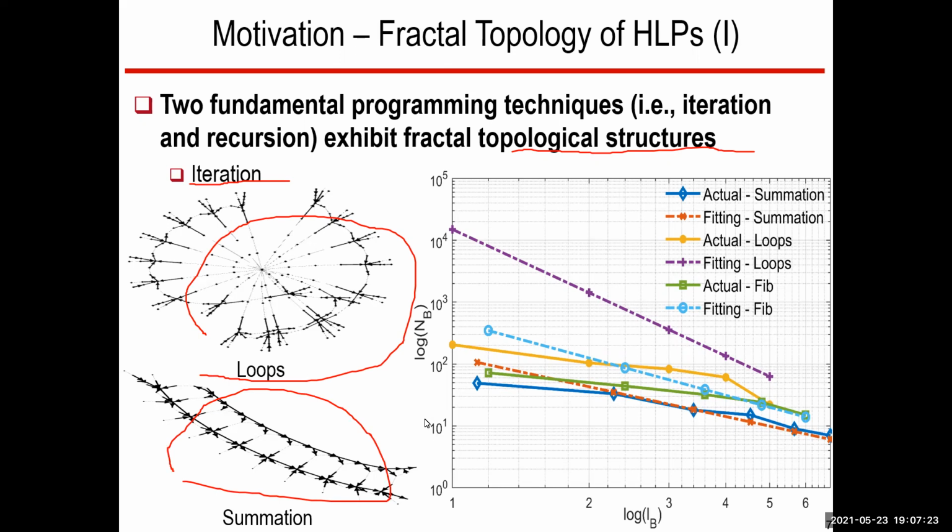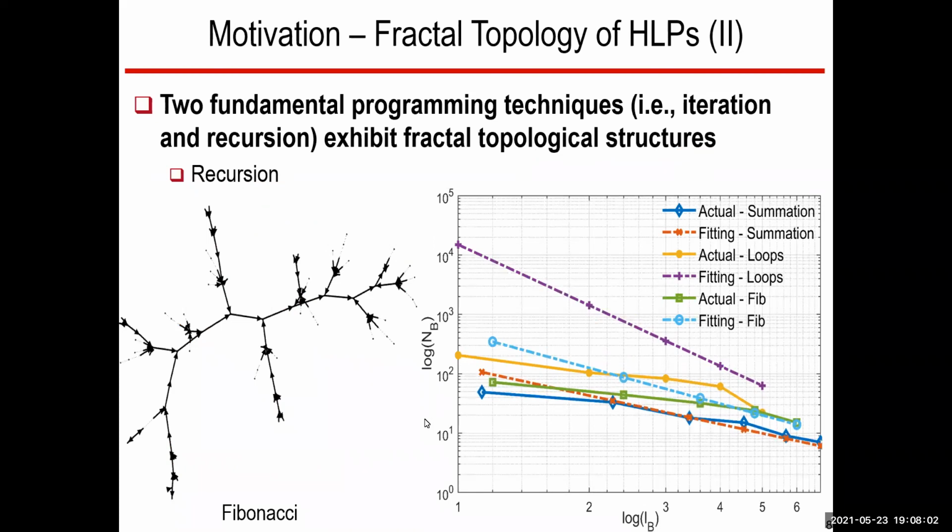Nevertheless, both exhibit self-similar fractal structures. In the star structure, if we zoom in a little bit, this portion is also a star. And in the mesh topology, if we zoom in on this portion, it is also a mesh topology. These fractal topological structures can be measured by the fractal dimension, which we'll discuss later. It is the slope of the fitting line, as you can see here.